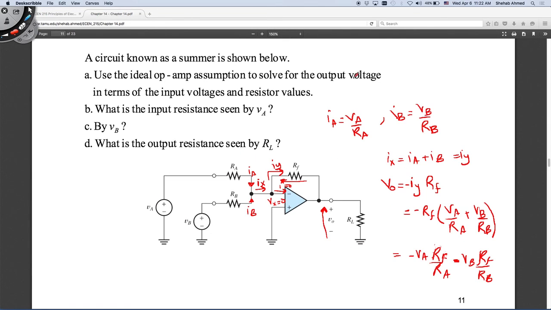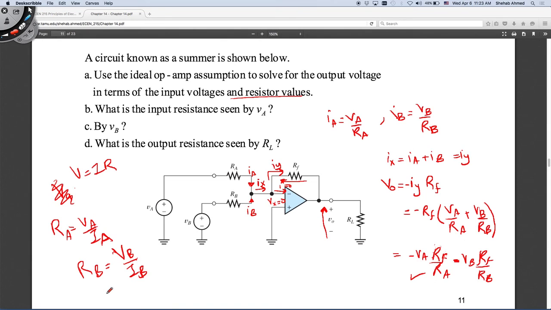So use the ideal op-amp assumption to solve the output voltage in terms of the input voltage and resistor values. That's what we did here. What is the input resistance seen by VA? Remember, V equals IR. So the input resistance seen by the VA source is equal to VA over IA. And the input resistance seen by VB is VB over IB. So what's this and that?